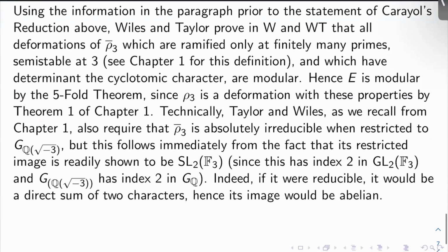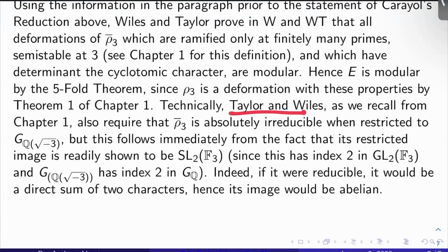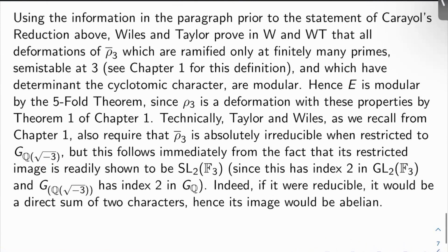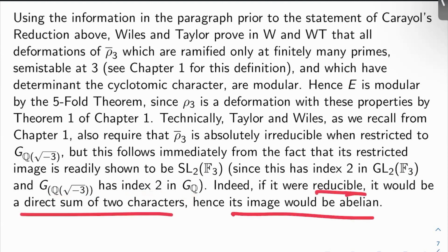Okay. So technically, Taylor and Wiles, as we recall from chapter 1, also require, to prove their result, that rho bar 3 is absolutely irreducible when restricted to the Galois group of Q adjoined root -3. But this follows immediately from the fact that its restricted image is easily shown to be SL2 of F3, because that has index 2 in GL2 of F3, and the Galois group of Q adjoined root -3 has index 2 in the Galois group of Q. Indeed, if it was reducible, it would be a direct sum of two characters, so its image would be abelian.